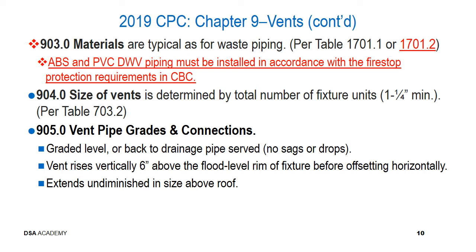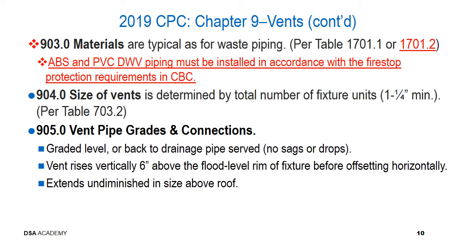The size of vents are determined by the total number of fixture units. However, the minimum size for vent piping is 1 1/4 inch, and vent piping sizes are also identified in Table 703.2. However, rest assured that the design team is going to identify what the required pipe sizes are. So all that needs to be done is to, again, inspect based on the approved documents.